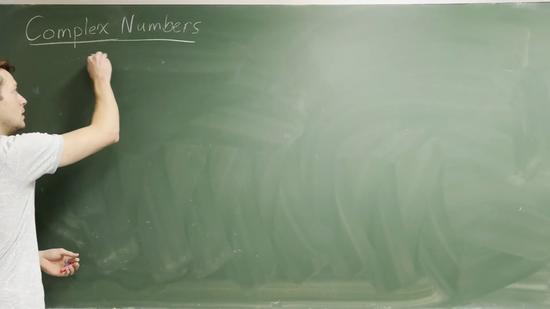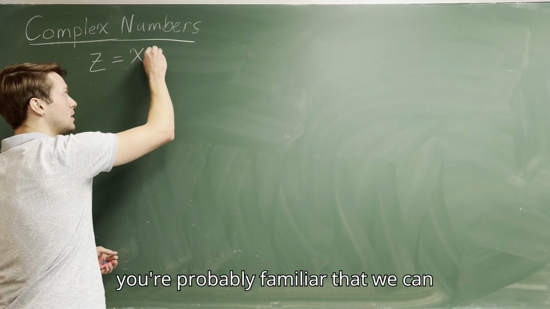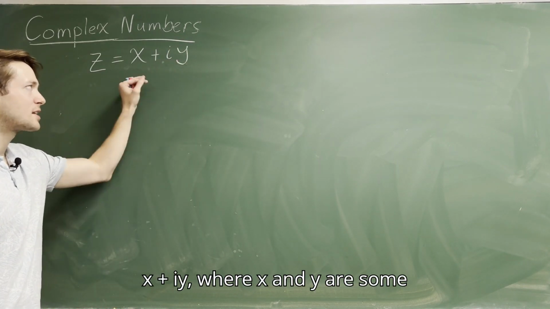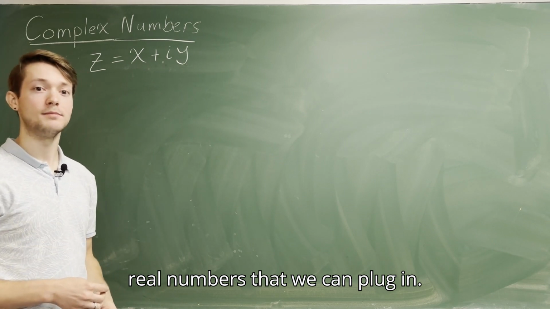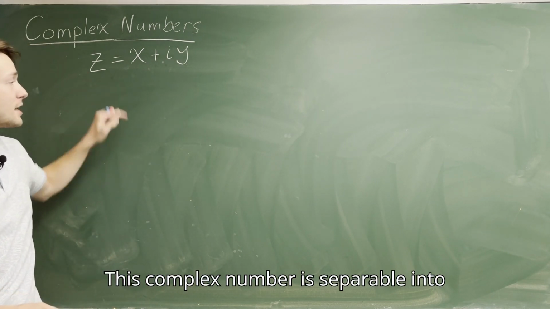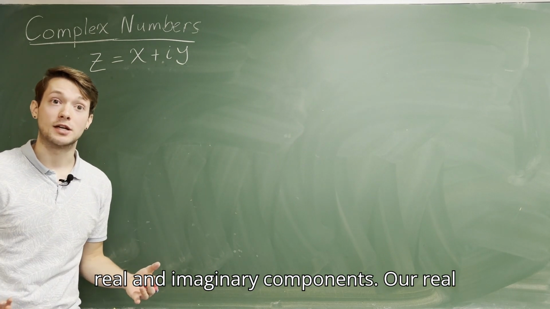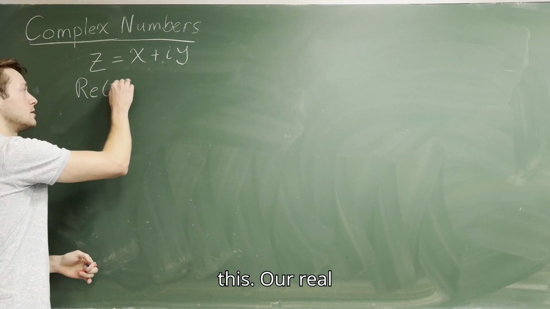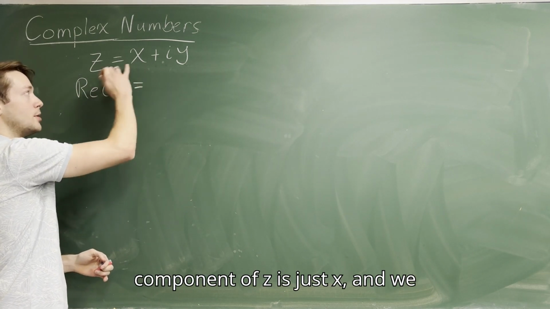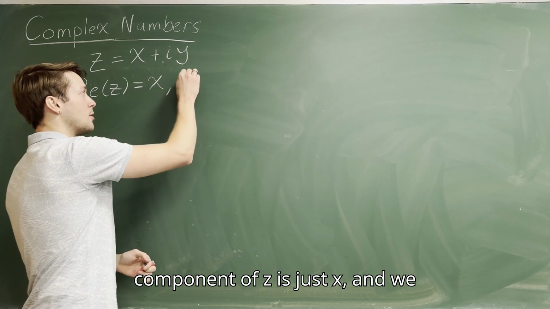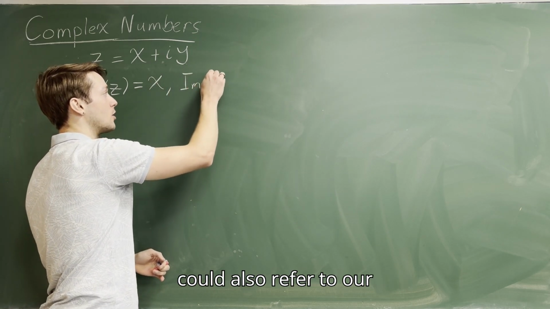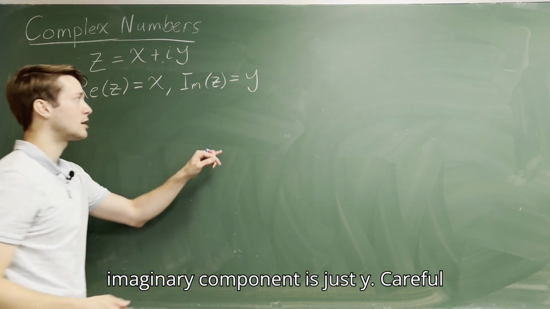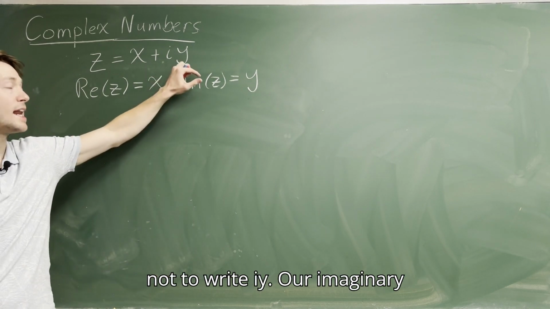So, probably familiar that we can write complex numbers like this, x plus iy, where x and y are some real number that we can plug in. And this complex number is separable into real and imaginary components. Our real component of z, we could write like this. Our real component of z is just x. And we could also refer to our imaginary component of z by writing it out like this. And the imaginary component is just y. Careful not to write iy.